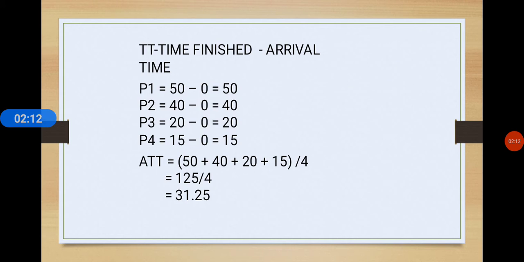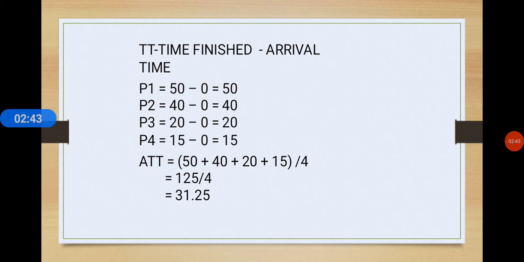To get the turnaround time, we're going to subtract the time finished minus the arrival time. Since we don't have the arrival time, we're going to put it as 0. So P1 is equal to 50 minus 0 is equal to 50. P2 is equal to 40 minus 0 is equal to 40. P3 is equal to 20 minus 0 is equal to 20. P4 is equal to 15 minus 0 is equal to 15.